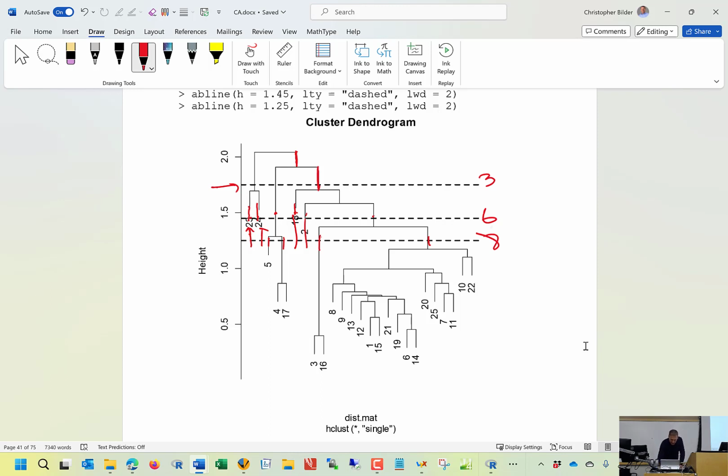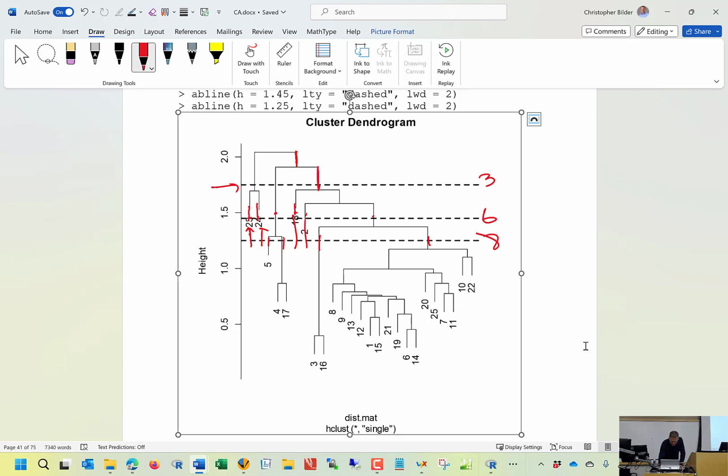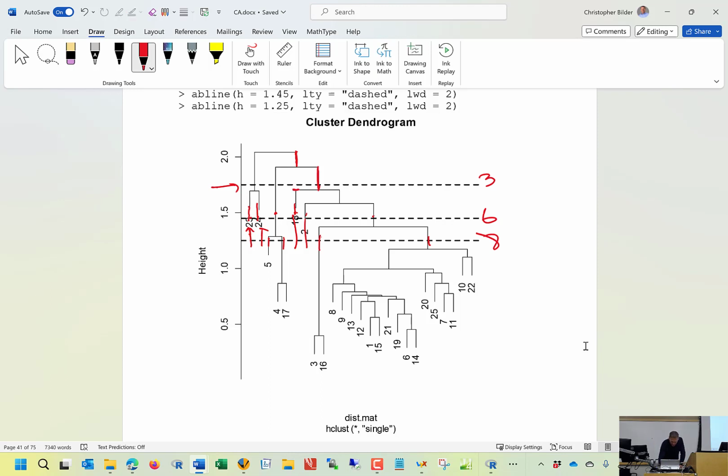Look at the distance here. This is from going from 4 to 3. If I went from 5 to 4, I'm looking at that very small distance there, and so it would not make sense to draw the line there.